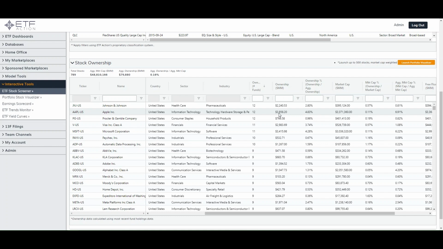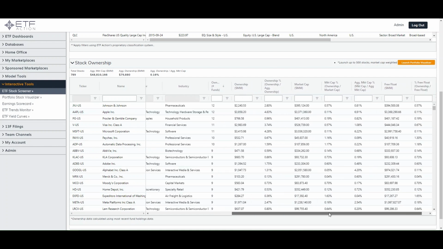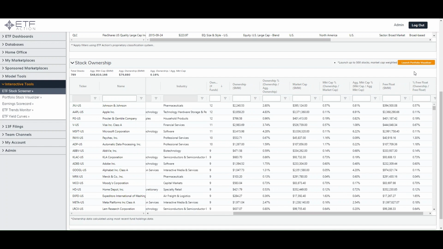So anytime people are discussing ETF ownership and how much of a stock it owns, this is a tool that you can come in and see that. But for today's exercise, we've looked at percent of free float. These 14 ETFs own 57 basis points of J&J's free float, so not very much.